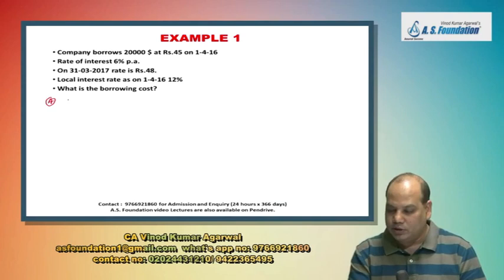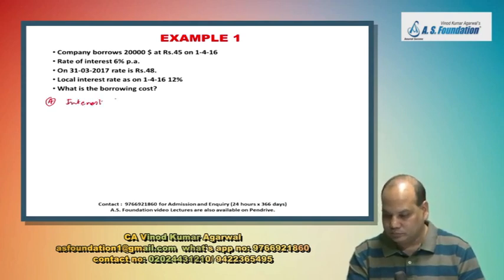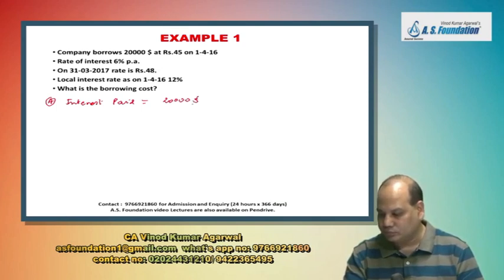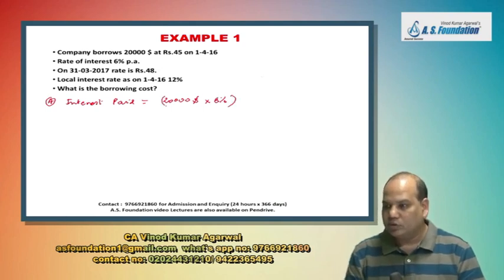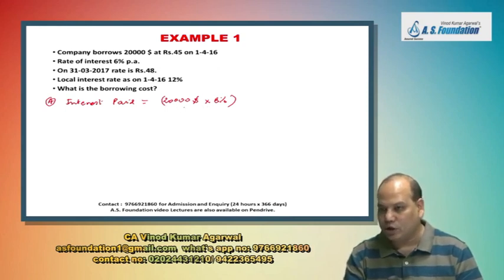One is the interest actually you are going to pay. Interest paid. You have borrowed how much? $20,000. And you have to pay 6%. So to the foreign lender, you will pay 20,000 into 6%. When will you pay? Today or after a year? So after a year, you need $1,200 to pay interest.